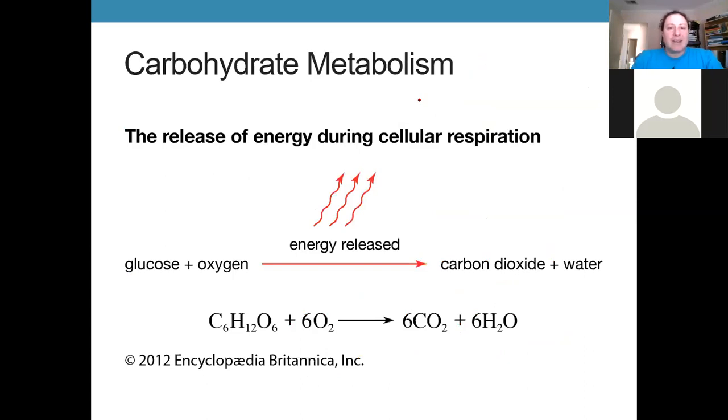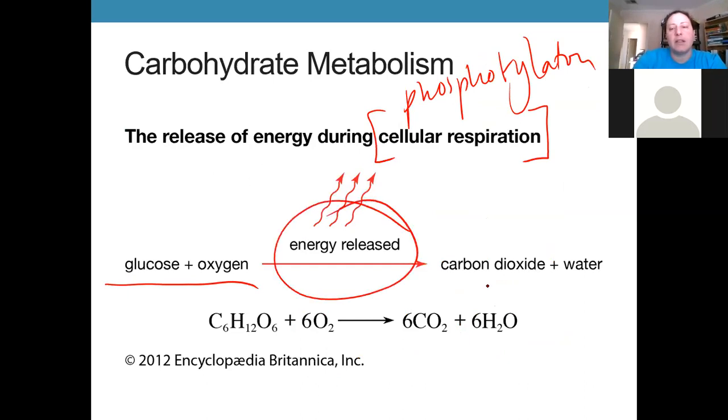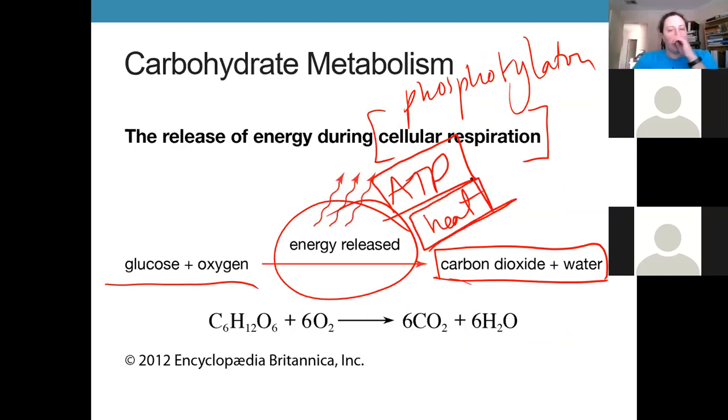So if you look up cellular respiration, which is a series of enzymatic events that use phosphorylation to make ATP, you literally get the equation of glucose plus oxygen releases energy and yields carbon dioxide and water. Because carbon dioxide and water are the waste products of oxidative phosphorylation. And a lot of the energy that gets released is in the form of ATP, and a little bit of it is in the form of heat. We can't use the heat as well as we can ATP, but that heat does help us maintain our body temperature.